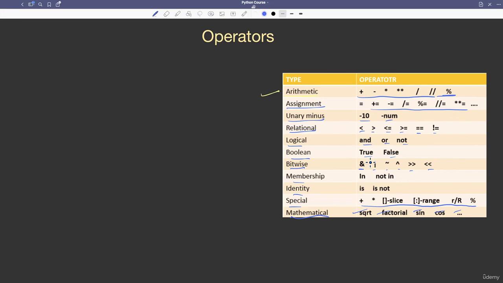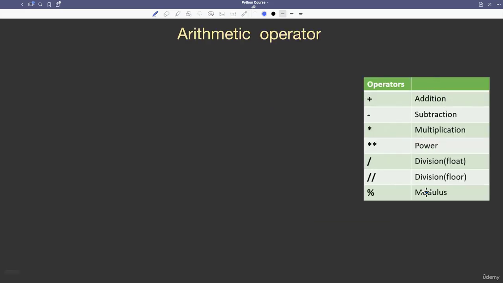So in this lecture, I'll be discussing in detail about arithmetic operators. Okay, let us talk about arithmetic operators. Here is the list of arithmetic operators: addition, subtraction, multiplication, then power, that is exponent, or float division, then floor division, and modulus. So I'll explain what these operators are. We will understand the working of all these operators so that we can use them easily.